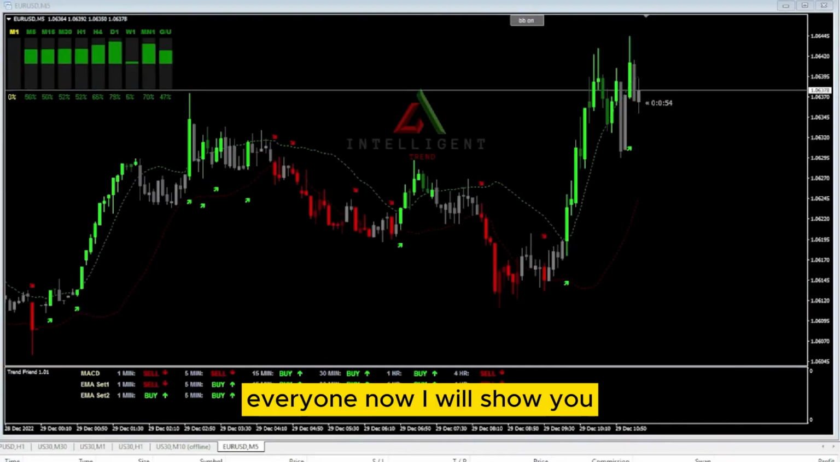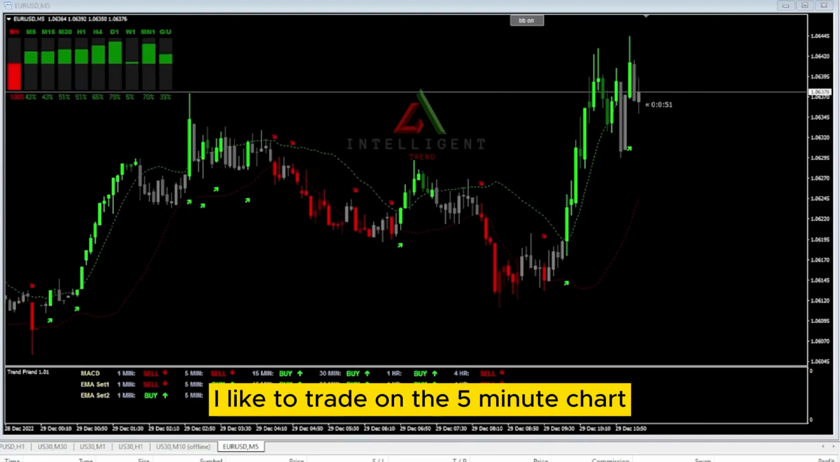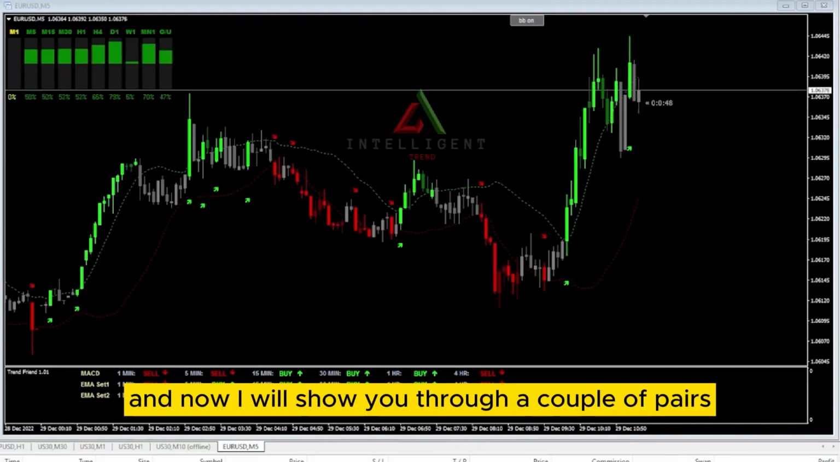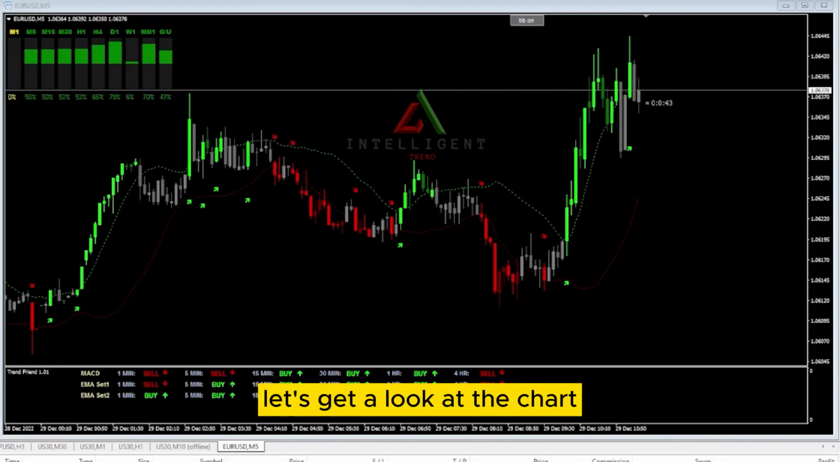Hello everyone. Now I will show you how to use the intelligent trend indicator. I like to trade on the 5-minute chart, and now I will show you through a couple of pairs how to find your entry and set stop loss and take profit. Let's take a look at the chart.